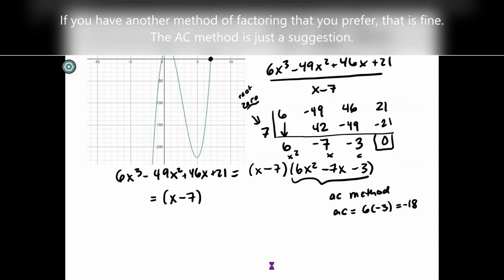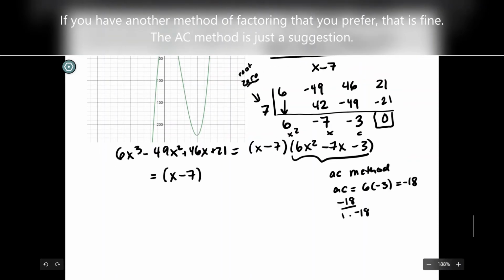Well, the factors of -18 are 1 and -18. No way that's going to add to -7. Neither is -1 and 18, so those are no good. Another way you could get to -18 is -2 and 9. Well, that adds to +7, so we're close. How about 2 and -9? So those are our factors.